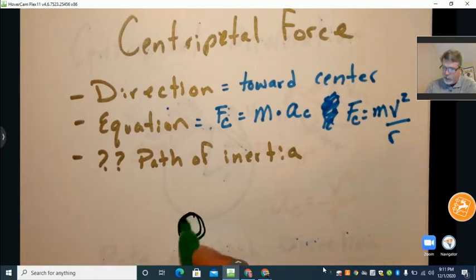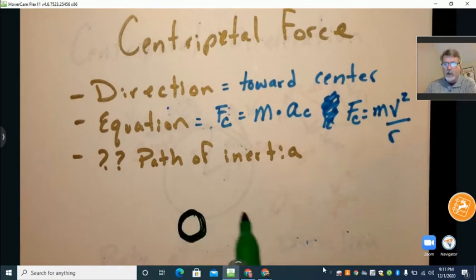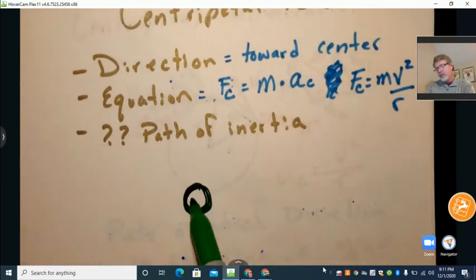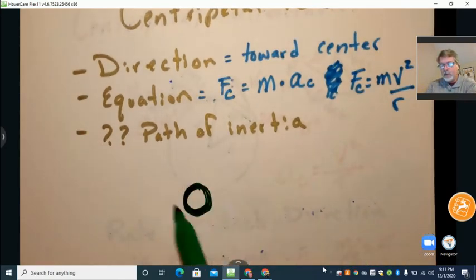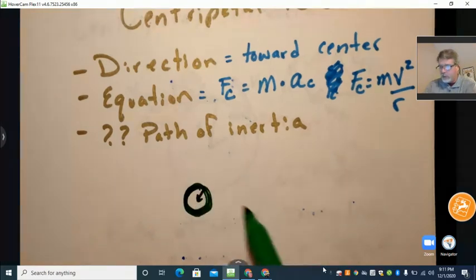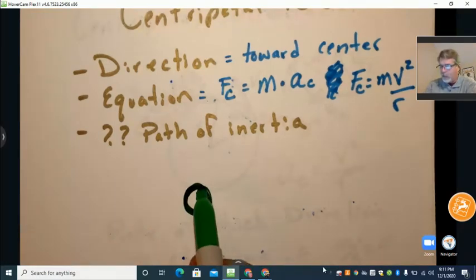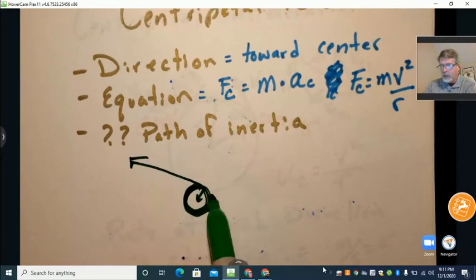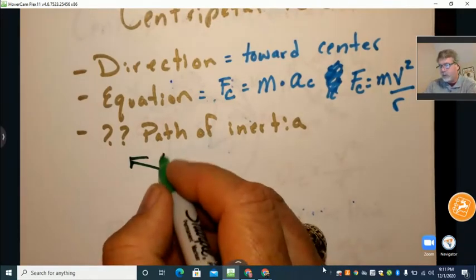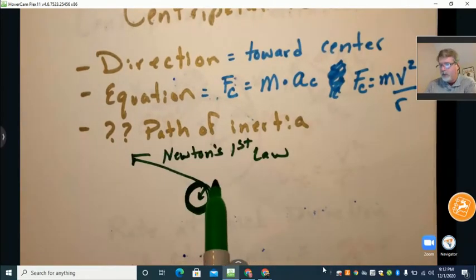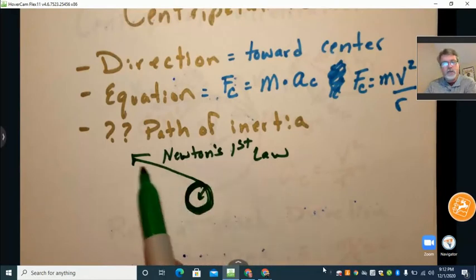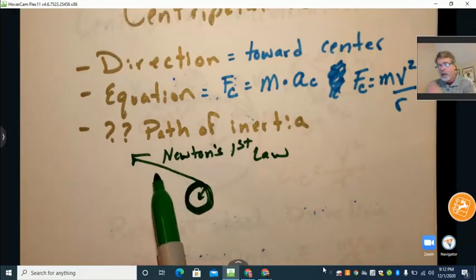if an object is rotating, and if you have an object on a string and it's rotating, and you let go of it, it doesn't fly towards the center. It flies off in a straight line, which is Newton's first law. So Newton's first law says it travels off in a straight line. This straight line is called the path of inertia.